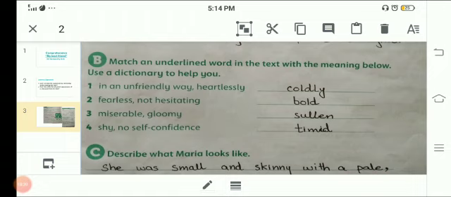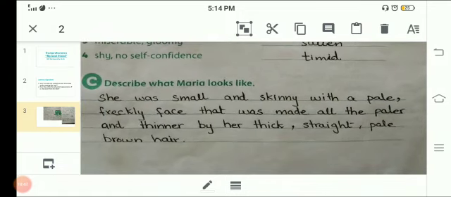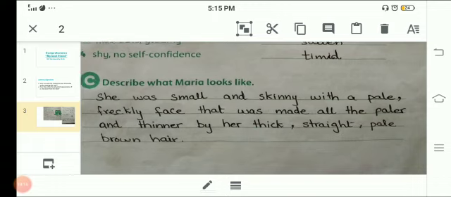Fine. Now come to part C, students. That is the last part on the page. Part C is, describe what Maria looks like. Yes, students, we have read the physical description. How does Maria look? You have read the description of Maria, her physical appearance. How do we come to know how she looks? It is written in the text.